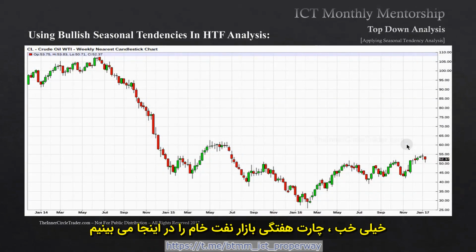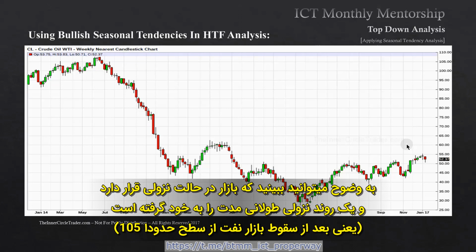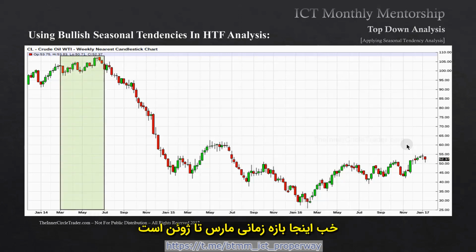Okay, here's the crude oil market. This is the weekly chart, and I just went back to January 2014. And obviously you can see this is a bearish market here. It's been in a long-term downtrend since the collapse of the oil market from around the 105 level. But let's take a look at the bullishness of that seasonal tendency, again looking for that March to June time period. So here's March all the way through to June.